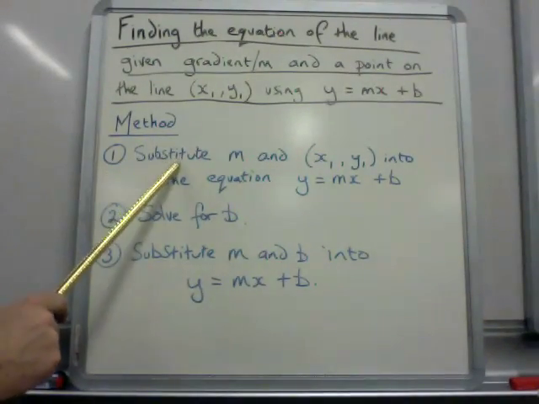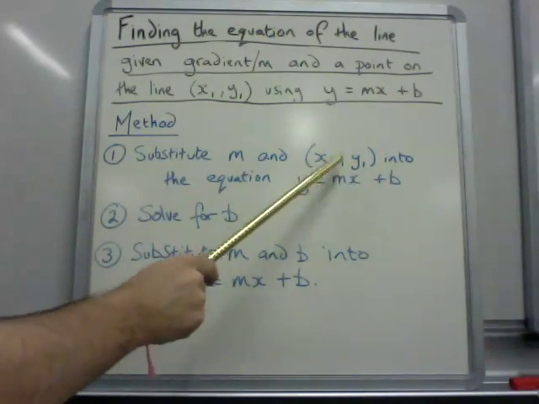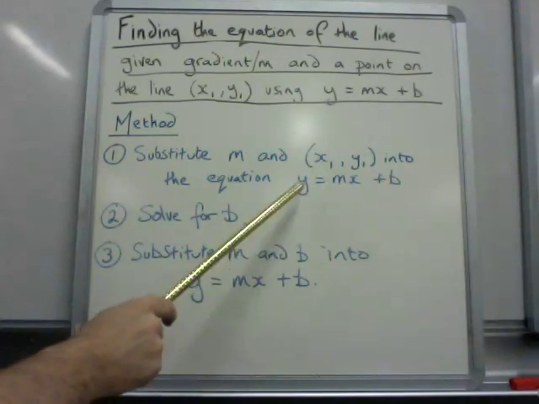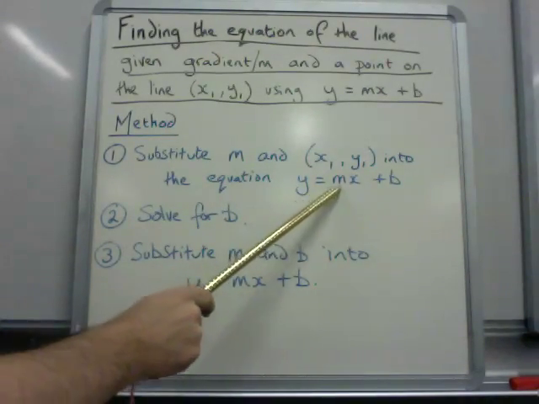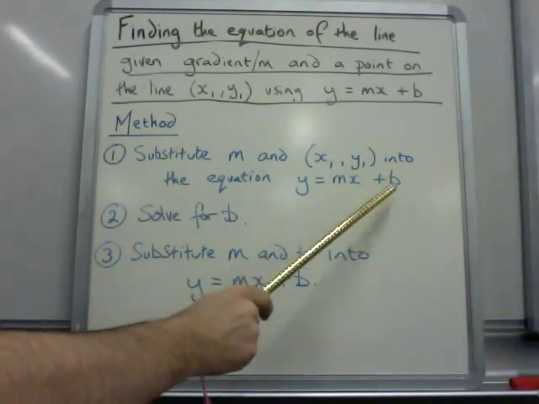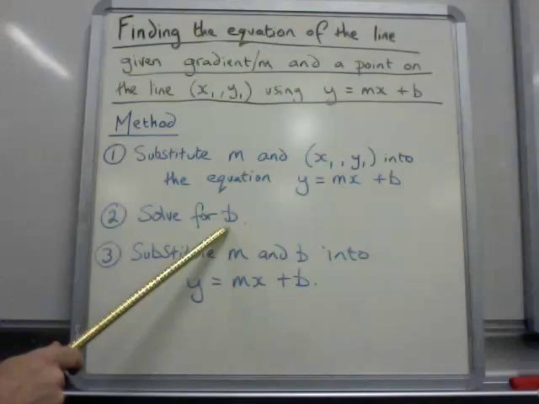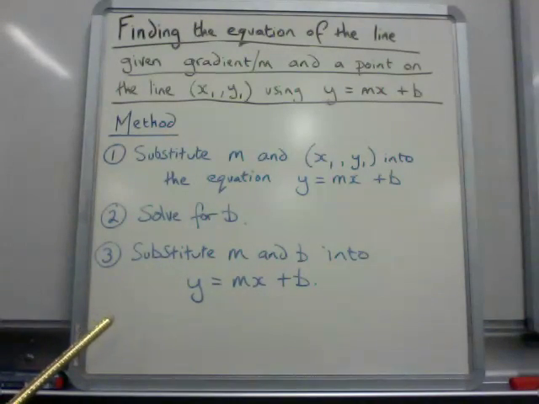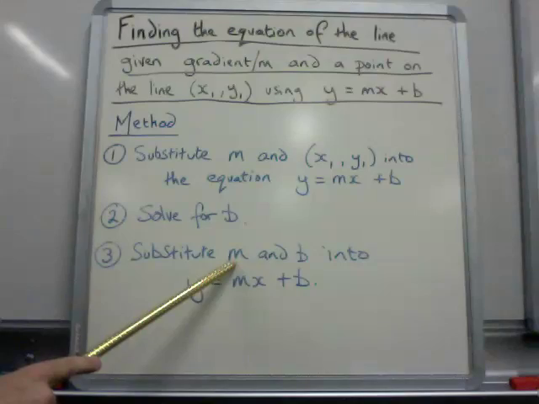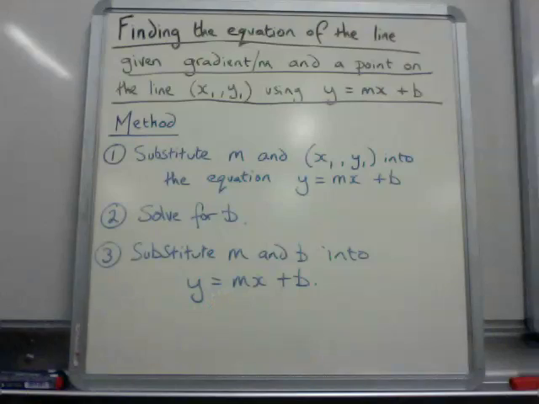1. Substitute the m value we've been given and the x1, y1 values into x and y in the equation y equals mx plus b. So we've got a number for y, m and x. That just leaves b without a value, which means we can solve for b. Then we're back to the situation where we've got an m value and a b value, we substitute them into the equation and hey presto, we have an equation of the line again.